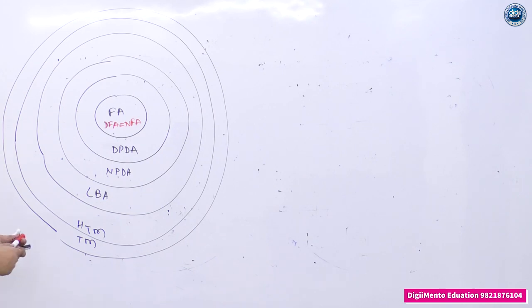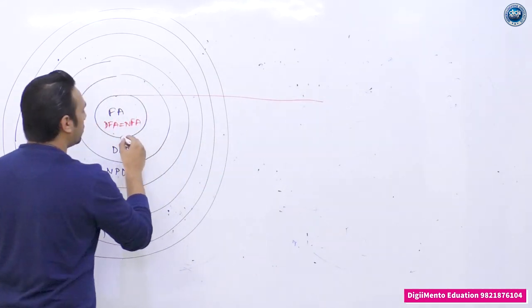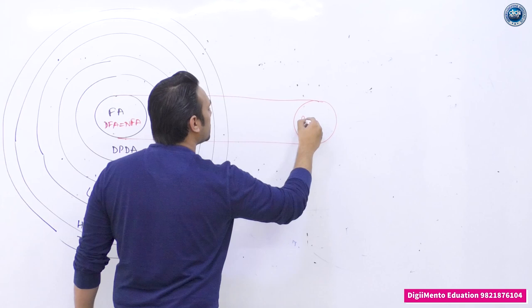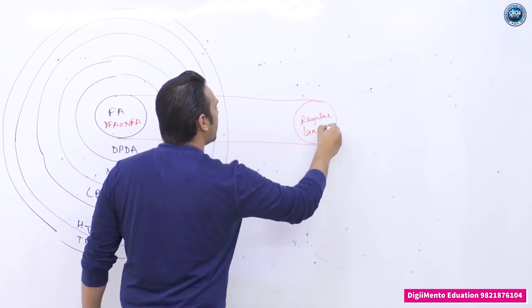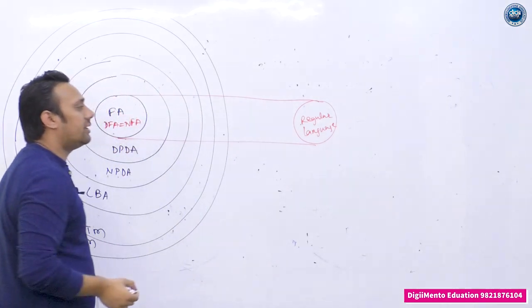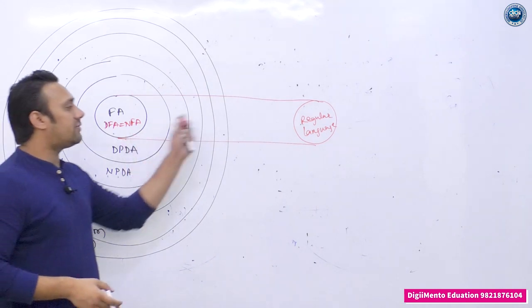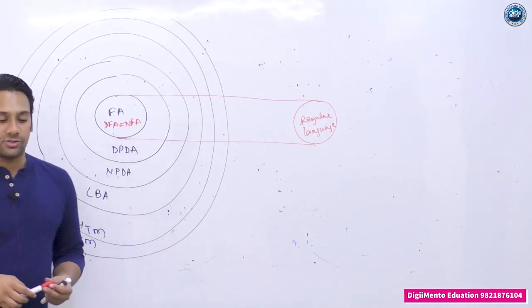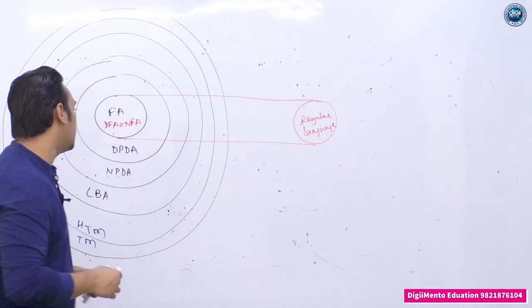Okay. Now the languages which are accepted by finite automatas, these languages are called regular languages. Or you can say you can only create finite automatas for regular languages. If a language is not regular, then you cannot create a finite automata for it.